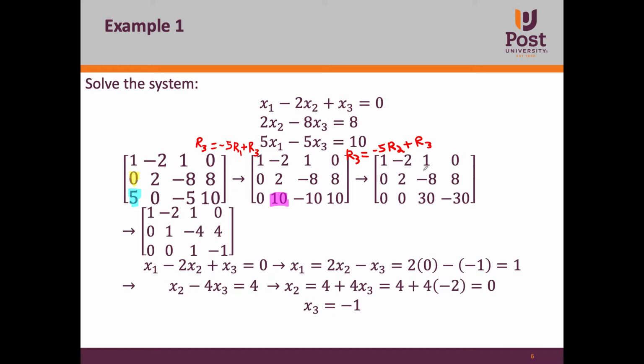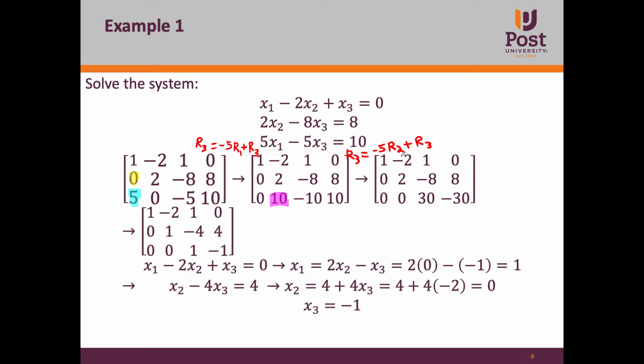This gives us, again, the first two rows here are not going to change: 1, negative 2, 1, 0, 0, 2, negative 8, 8. Now, because we're doing negative 5 times the second row and adding it to the third row, we have 2 times negative 5 plus 10, that makes it a 0. Negative 8 times negative 5 plus negative 10, that makes 30. And then negative 5 times 8 plus 10, this gives us negative 30.